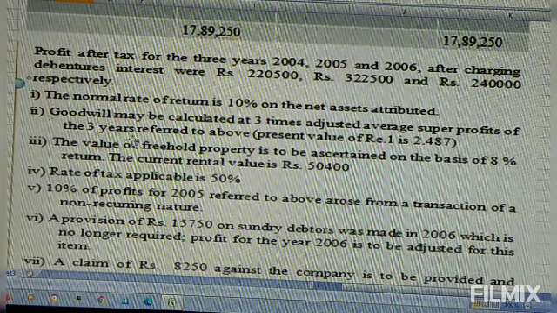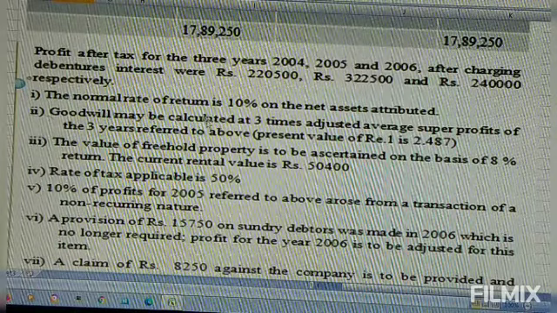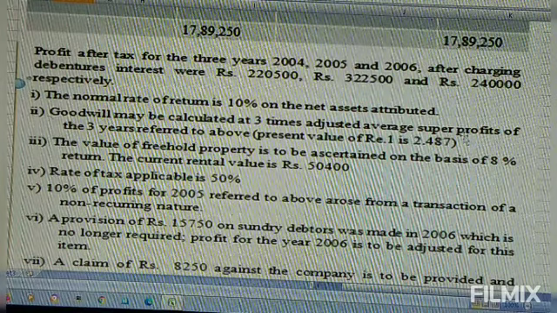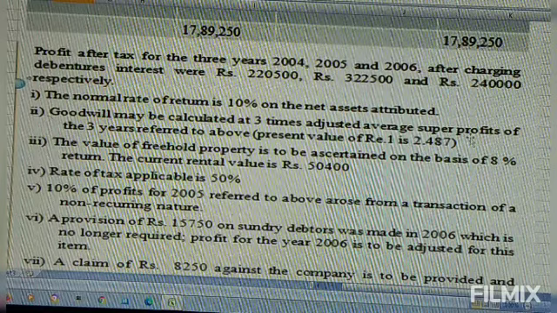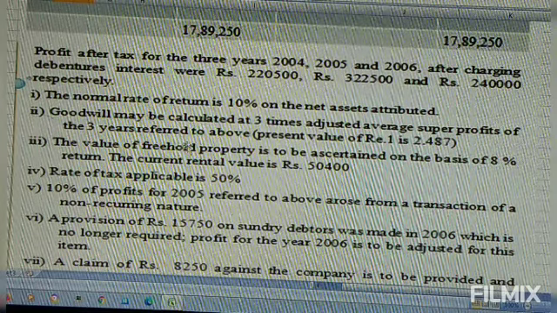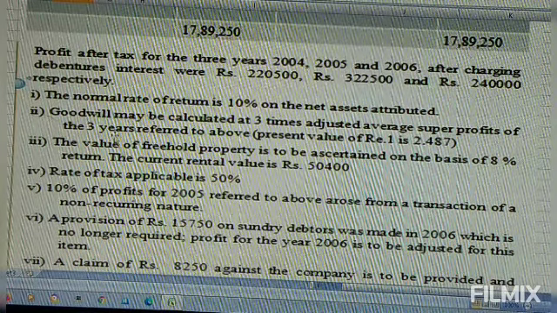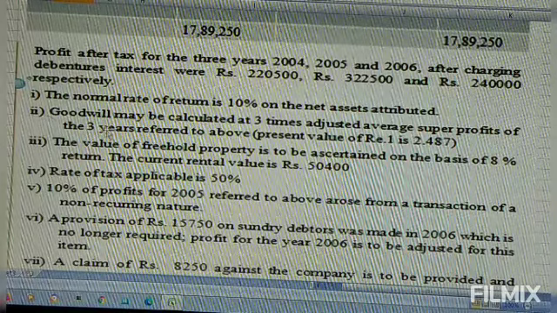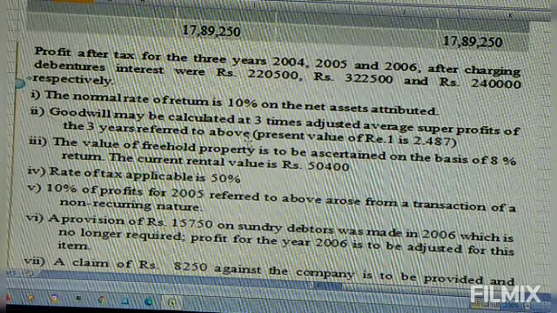Now afterwards we'll see. Goodwill may be calculated at three times the adjusted average super profit. It means first we have to find out the adjusted average super profit, then make three times of that. Then we will get the goodwill. And the three years referred to here have to be evaluated by the annuity method.